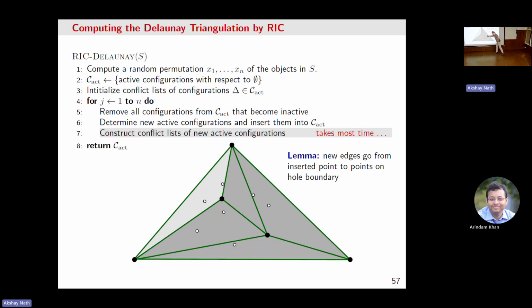So after creating those things, I need to create a new conflict list. Let me not go into that, but that's the most time-consuming step, and that's maybe also where, if you want to apply this framework, you're going to spend most of your time thinking, how should I do it for my particular case?